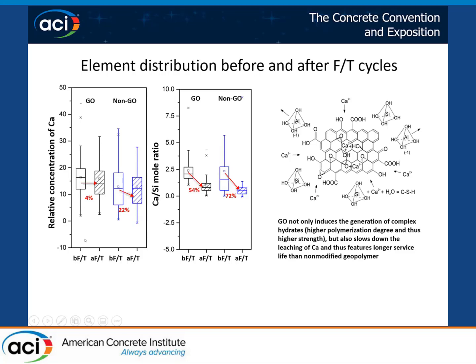From these figures, before freeze-thaw and after freeze-thaw, in geo-modified samples the change is not obvious, but in non-modified geopolymer, the relative concentration of calcium decreased by about 20%. So we can attribute this result to the negatively charged graphene oxide, which will attract the positively charged calcium but repel the negatively charged aluminum tetrahedron.